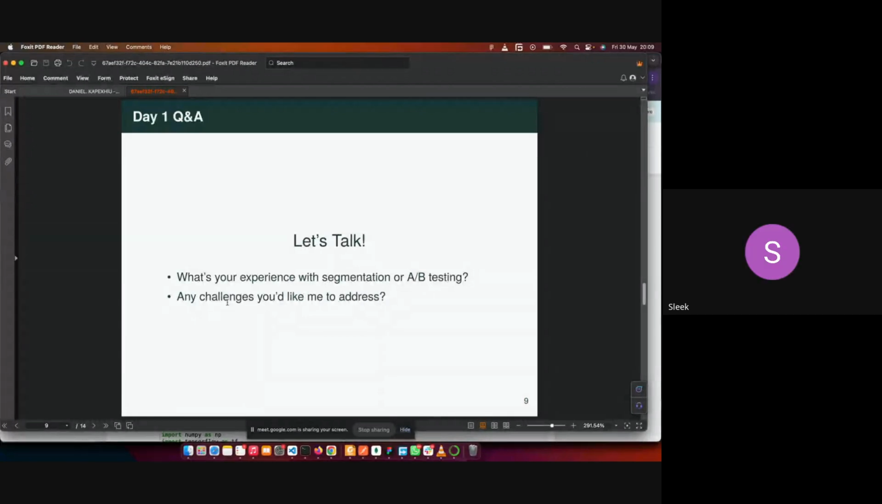A/B testing during CI/CD, I guess. This person is a tech person. Continuous integration, continuous development. What's your background? Data science. Okay. So CI/CD is actually more like A/B testing.